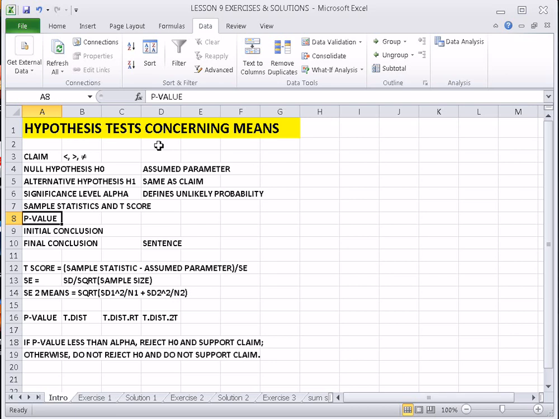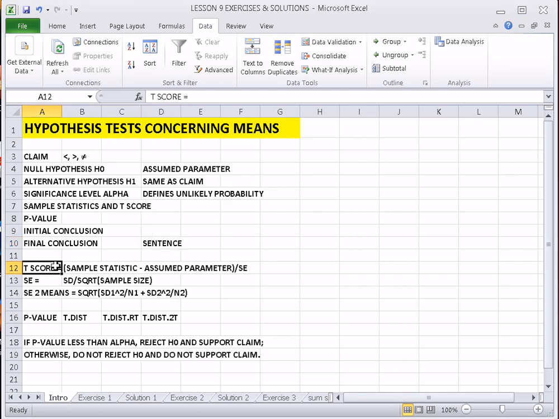Once you have your p-value, you will compare it to alpha to determine your initial conclusion. And once you have your initial conclusion, you will then write a final conclusion, and the final conclusion will be written as a complete sentence.